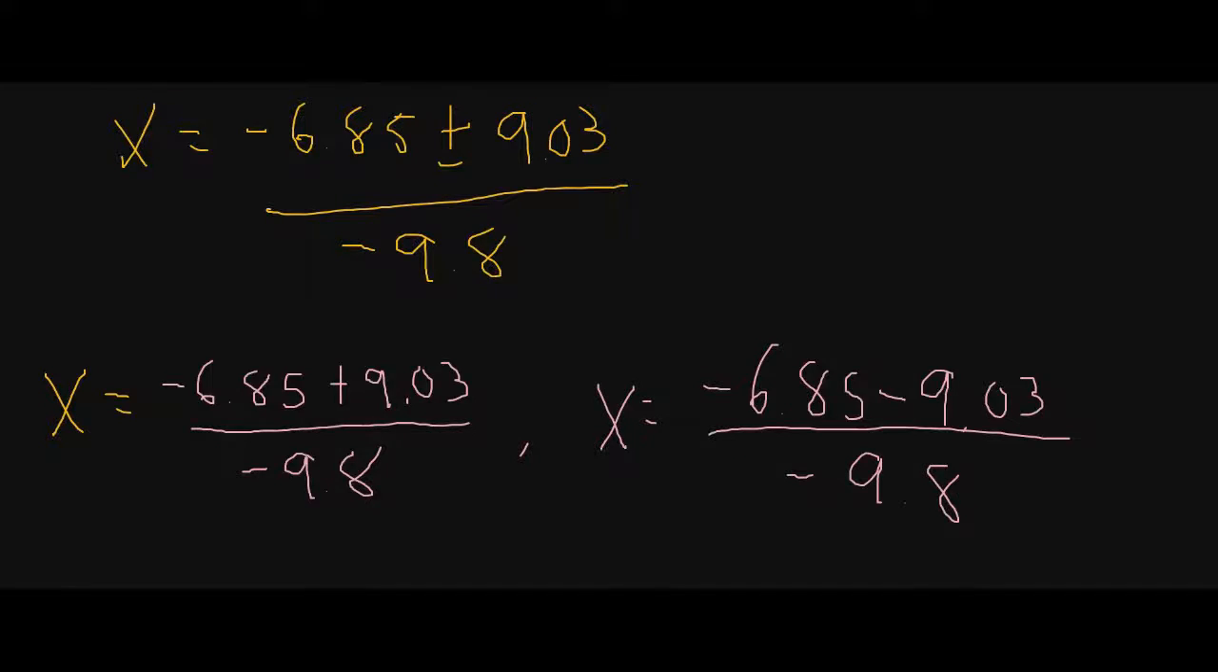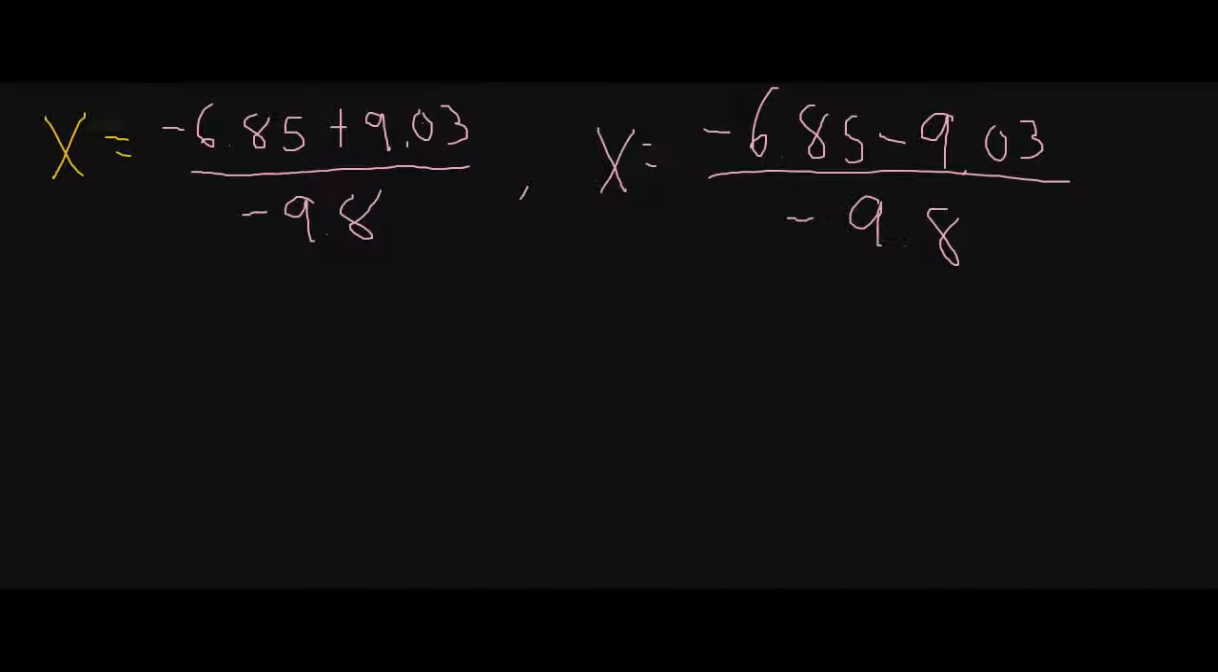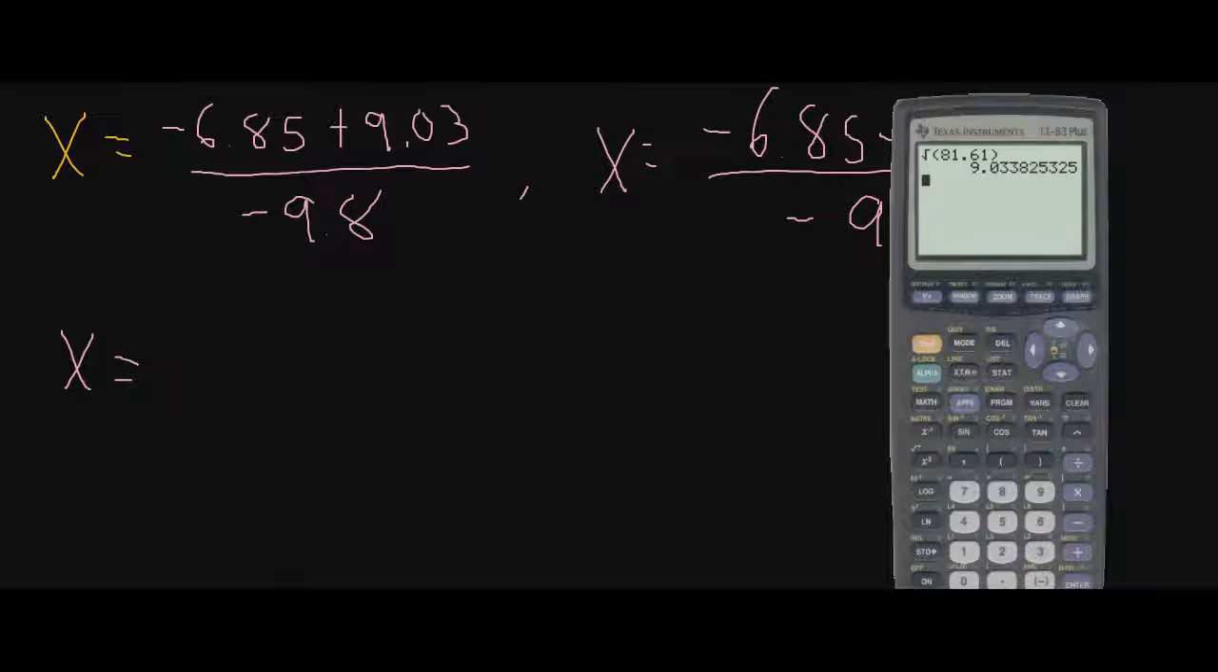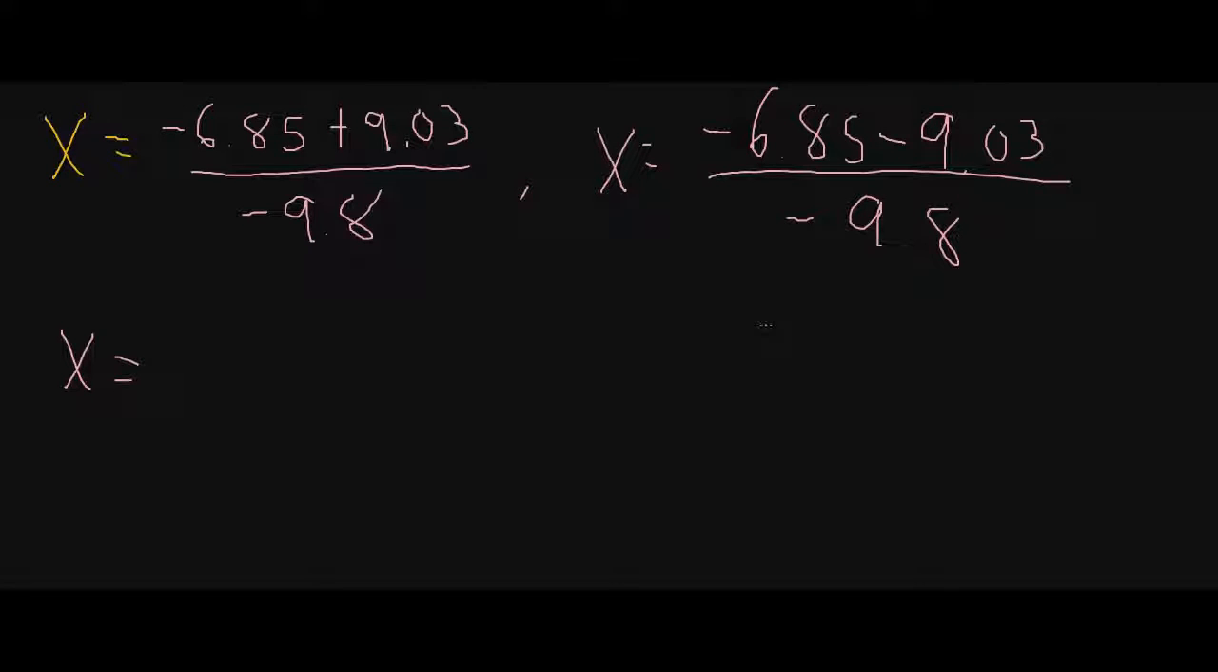And as we proceed, all right, well, let's just go ahead and simplify this top part. So you can see I'm just doing all these step by step. We're going to get negative 6.85 plus 9.03. We get 2.18, and now we just divide it by negative 9.8. And that's negative 0.22. So negative 0.22.